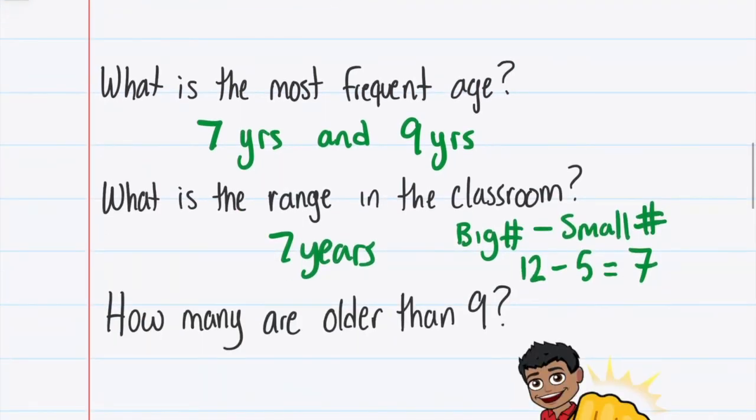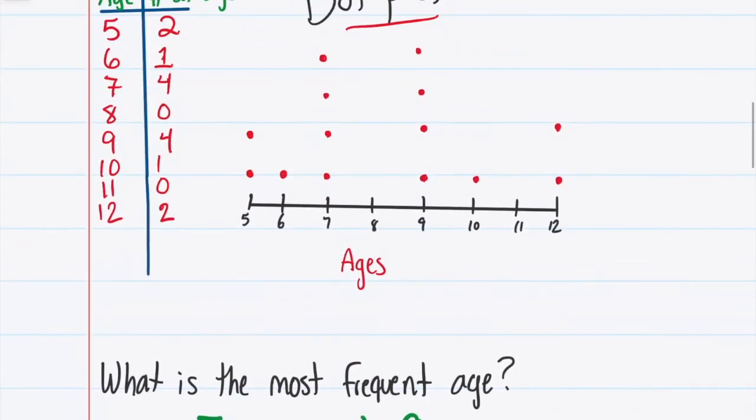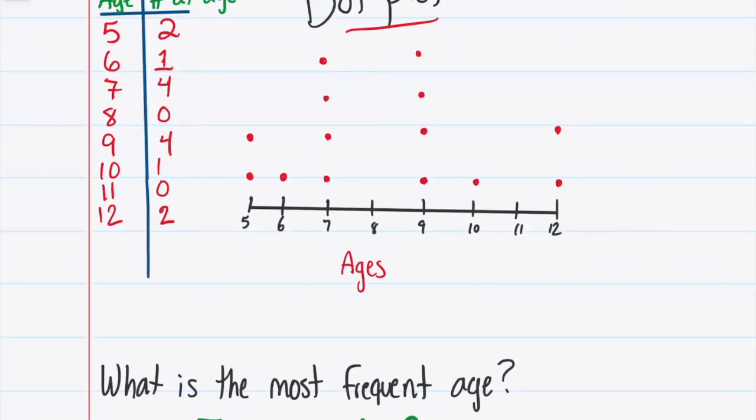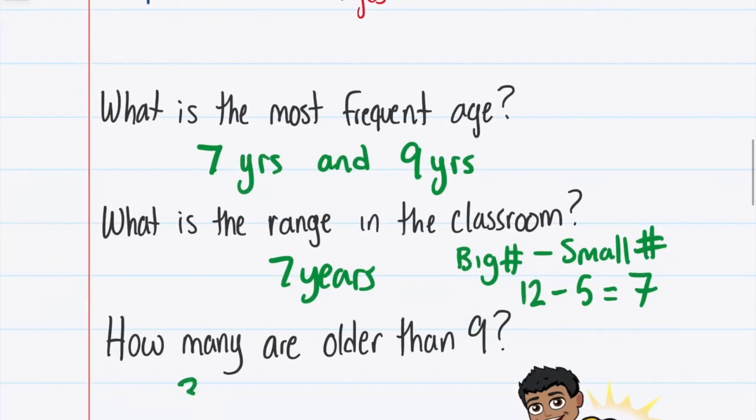And finally, how many are older than 9? Look at the dot plot. Notice we want older, not 9, but older. So we have 1, 2, 3. So we have 3 students that are older than 9. And that's basically what they're going to ask you in the homework.